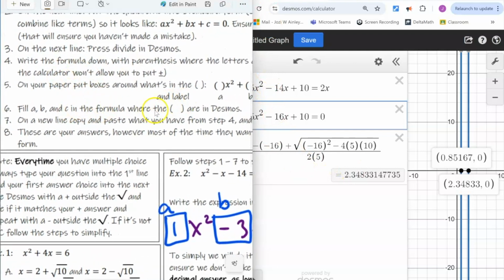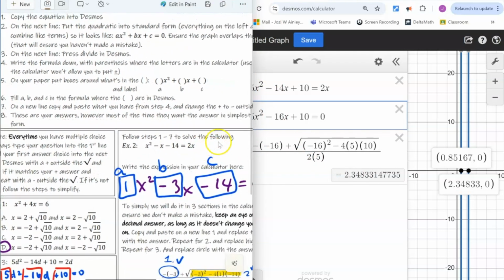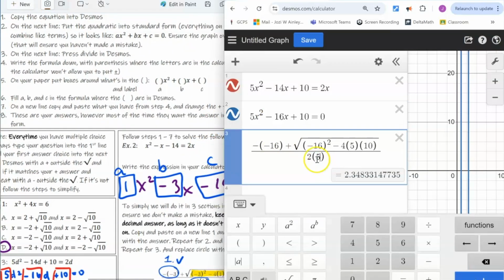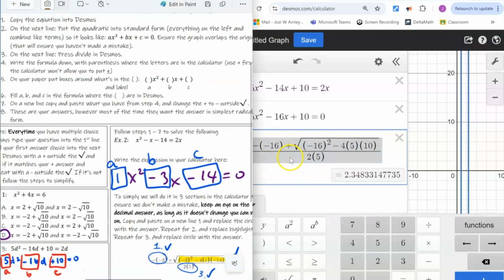It says fill A, B, C in decimals. I did that. On a new line, copy and paste what you have from step 4, and change the plus to a minus. Okay, I'm just going to leave it like this, and then I'm going to do it at the very end after I simplify it. That way I just have the answer. Okay, so that's my first answer choice. I'll focus on that one first. These are your answers, however. Most of the time, they want the answer in simplest radical form.